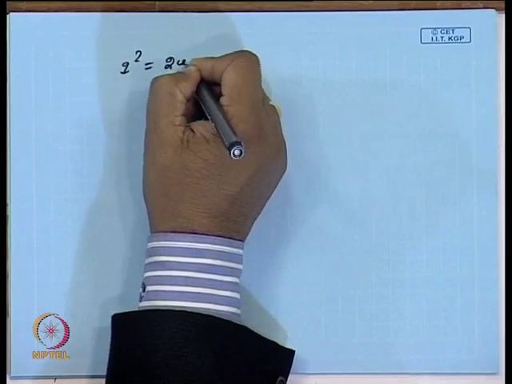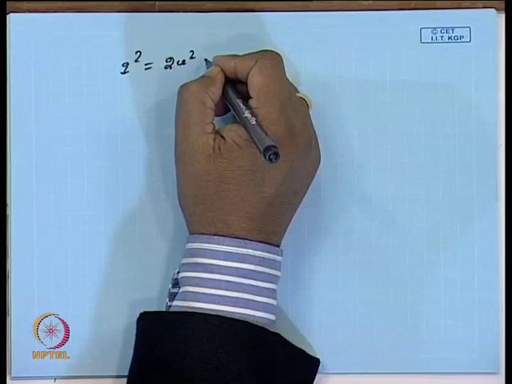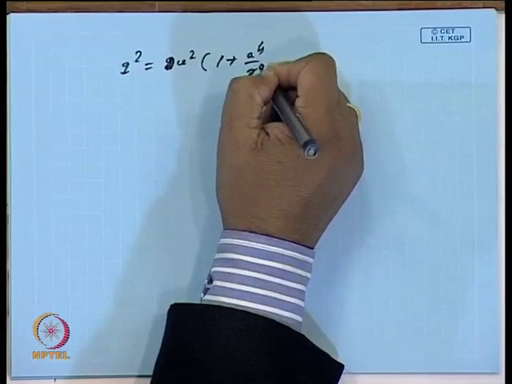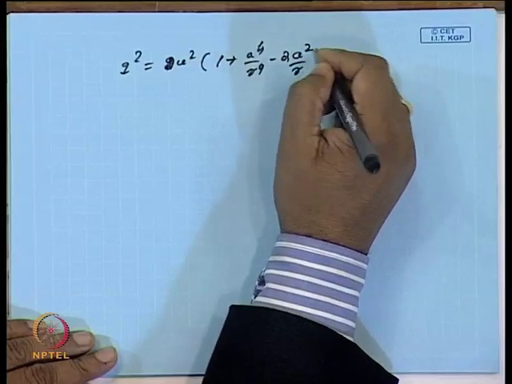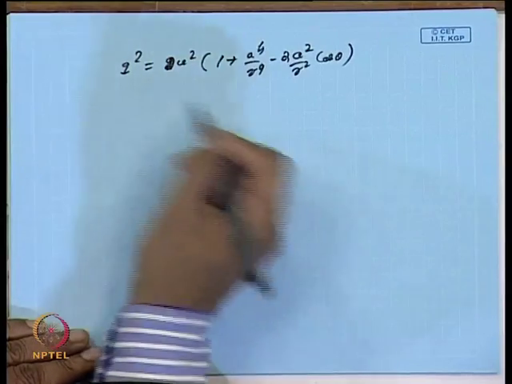Now we have already seen that q square is 2 u square, or rather I will say u square into 1 plus a fourth by r fourth minus 2 a square by r square cos 2 theta. And what will happen when r is equal to a?